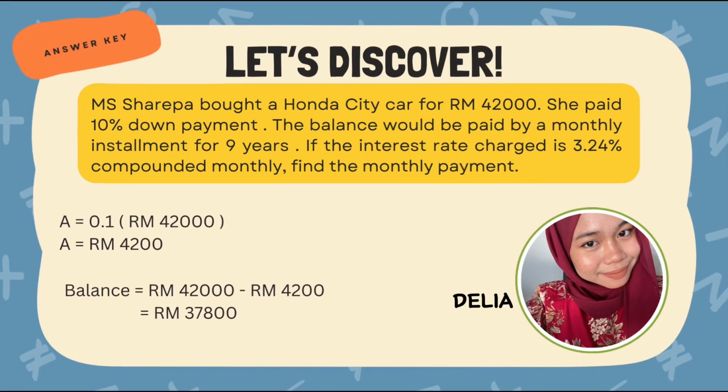So, first of all, we should find the balance after she paid the down payment. A equals to 0.1 multiple 42,000 ringgit. So, total for A is 4,200. To get the balance, RM 42,000 minus RM 4,200 equals to RM 37,800.